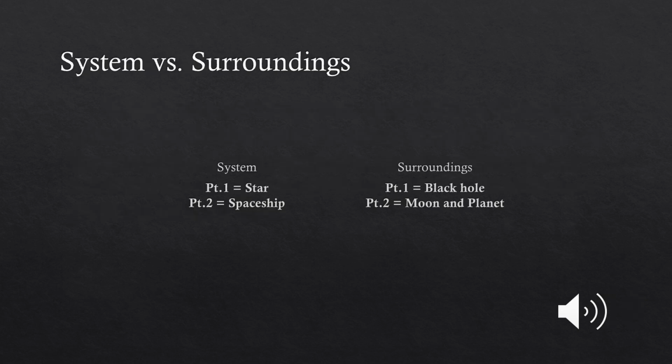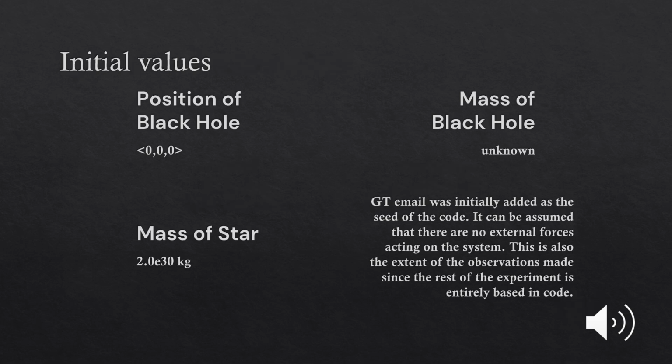Still looking at parts 1 and 2, the system for part 1 is the star, and the surrounding for part 1 is the black hole, while for part 2, the system is the spaceship, and the surroundings are the moon and planet. Focusing on part 1 here, we made the position of the black hole 0, 0, 0. We edited the mass of the star to be 2 times 10 to the 30 kilograms. Again, we don't know what the actual mass of the black hole is. And then our GT email is initially added as the seed of the code so we can randomize the experiment. It can be assumed that there are no external forces acting on the system.